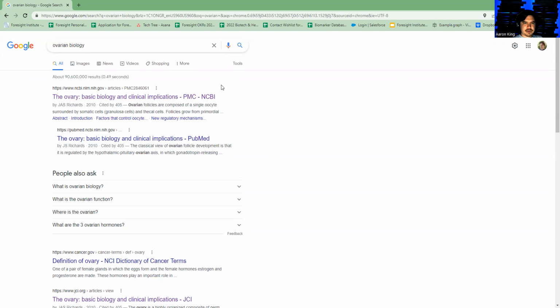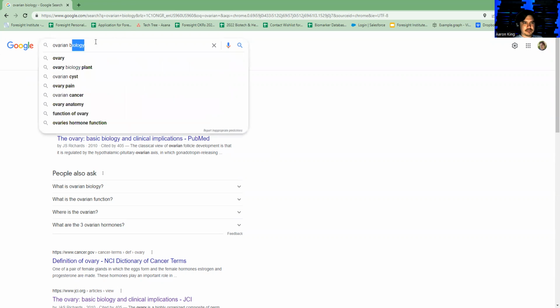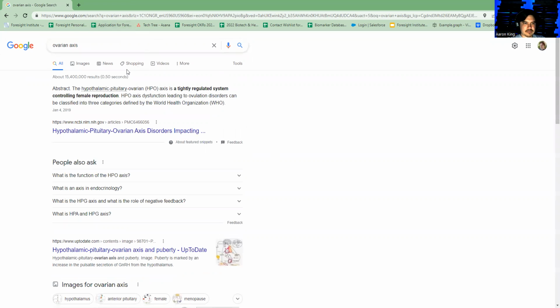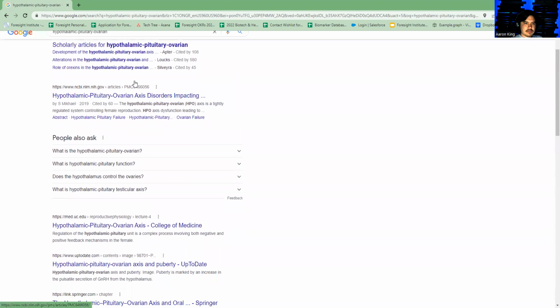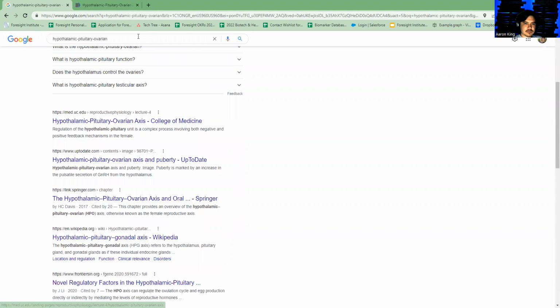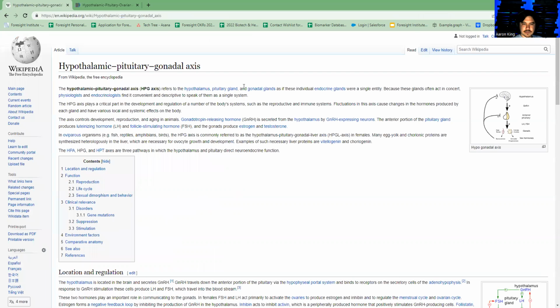Okay, going down the rabbit hole for ovarian biology. Let's do the ovarian axis, the hypothalamic-pituitary-ovarian axis. That's a good place to start. Hypothalamus, pituitary, and gonadal glands are treated as a single entity because these glands often act in concert.